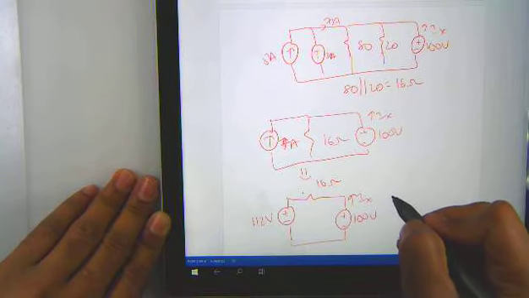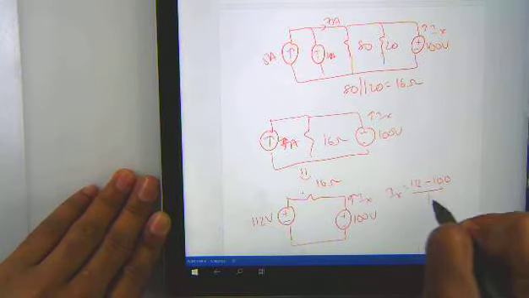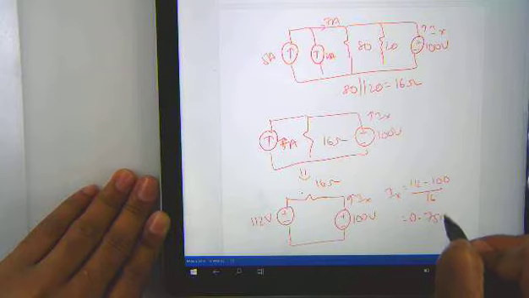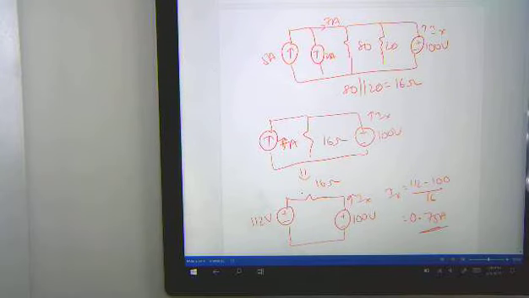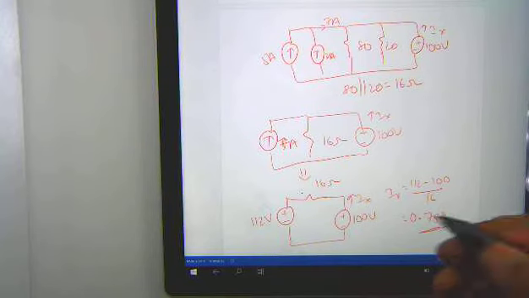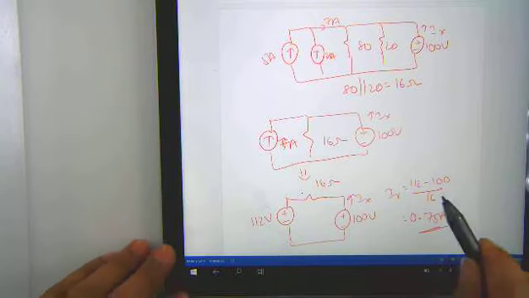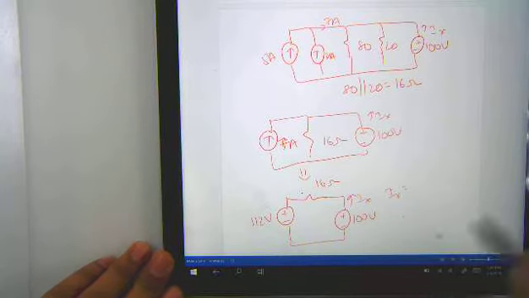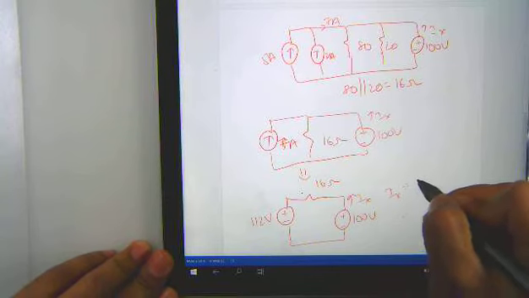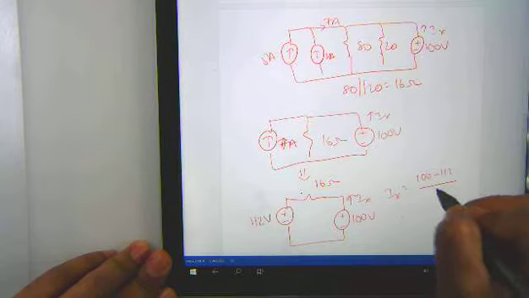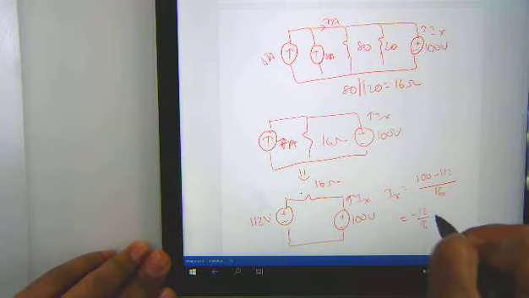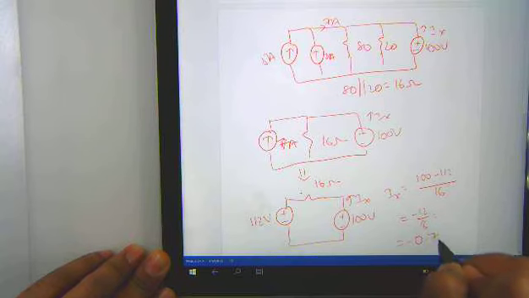So what is Ix? Ix must be 112 minus 100 divided by 16, 0.75 ampere. Positive, right? Should be negative. Why is that? Oh yeah. It should be a negative current because the current direction I gave you is wrong. So let me erase this part. So Ix must be, current is flowing from 100 minus 112 divided by 16. So minus 12 divided by 16, minus 0.75 ampere.